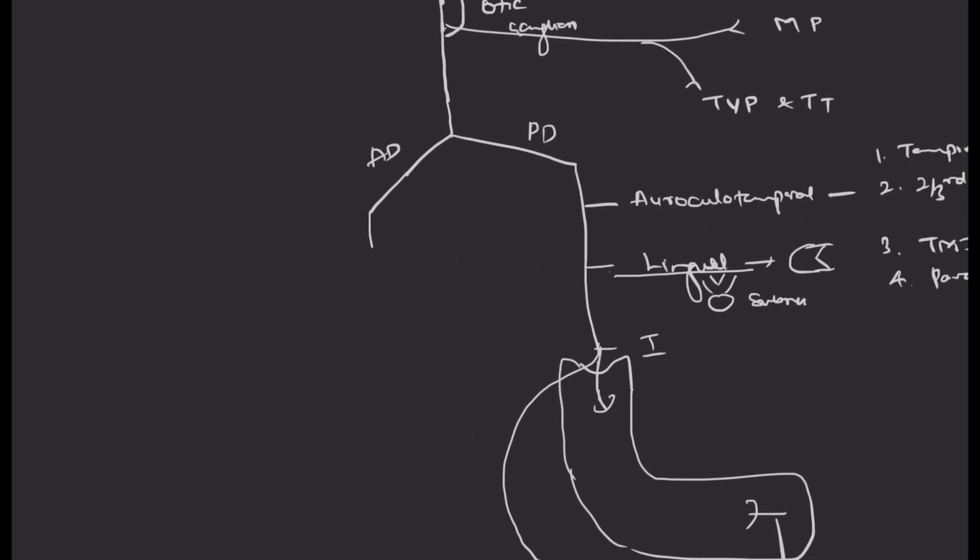Now coming to the anterior division, it has two things. One is a motor part which supplies the muscles of mastication, except the medial pterygoid, which is supplied by the trunk of mandibular nerve. And the sensory part is the buccal nerve. Since it is sensory, it is not supplying the buccinator muscle. It supplies the skin and the mucosa of the cheek.